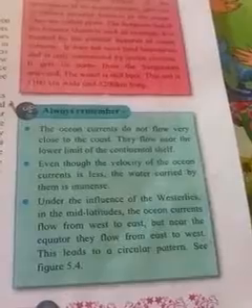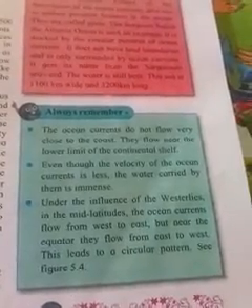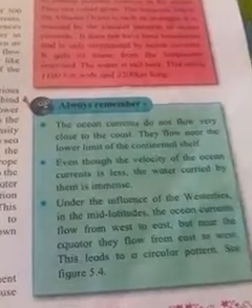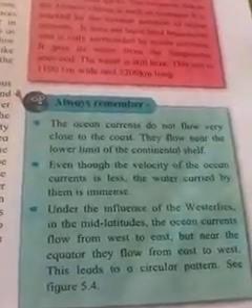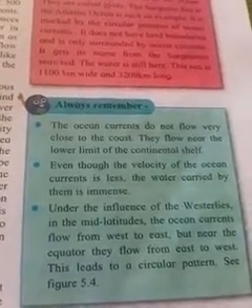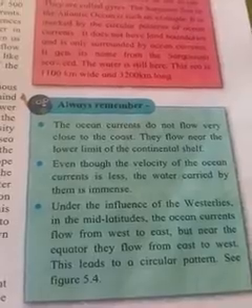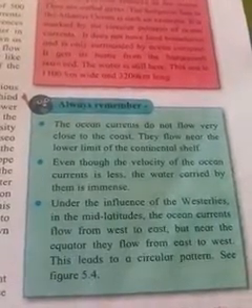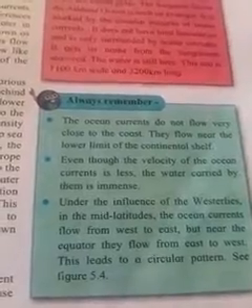Ocean currents do not flow very close to the coast. They flow near the lower limit of the continental shelf. Even though the velocity of ocean currents is less, the water carried by them is immense. Under the influence of the westerlies in the mid latitudes, the ocean currents flow from west to east, but near the equator they flow from east to west. This leads to a circular pattern, and here our topic is finished.